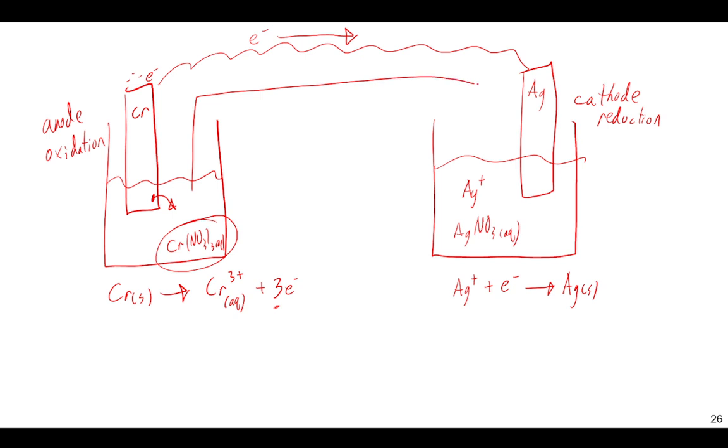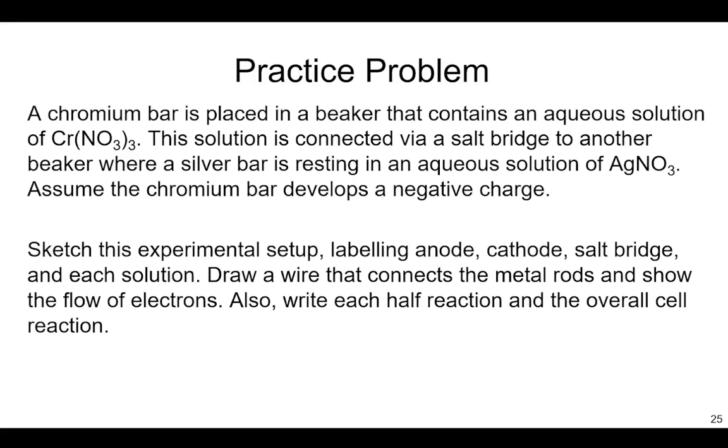And I also just need to add a salt bridge here. I'll just label it as such. And I think my drawing is more or less complete. I think it also asks us to write the overall redox reaction. We sketched the experimental setup. We labeled the anode and cathode and salt bridge for each solution. We drew a wire. We showed the flow of electrons. We've written each half reaction, but now let's write the overall cell reaction.